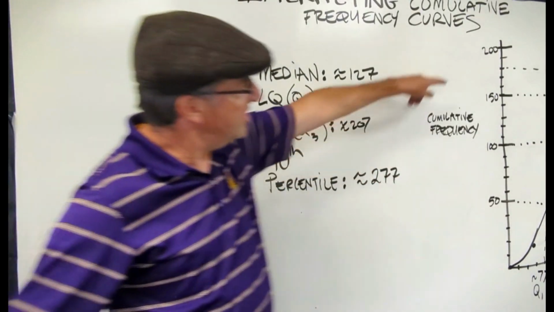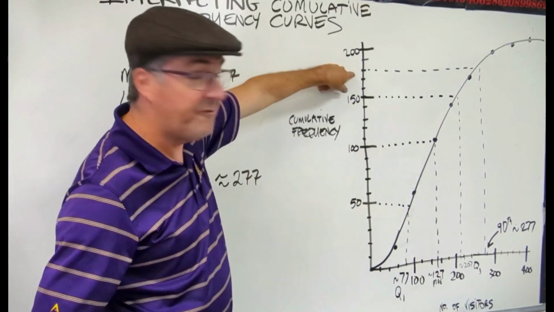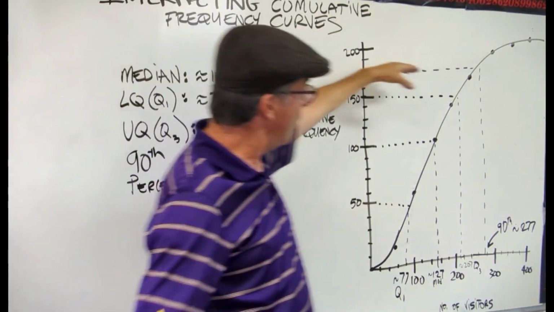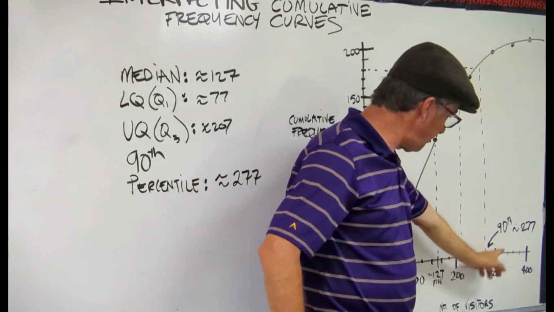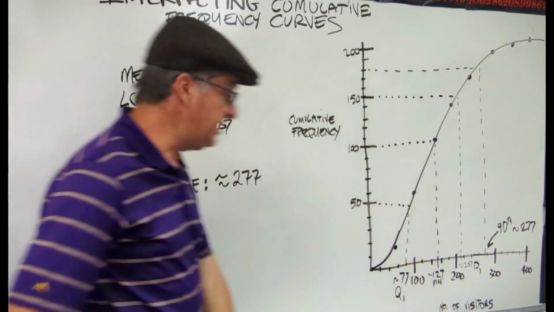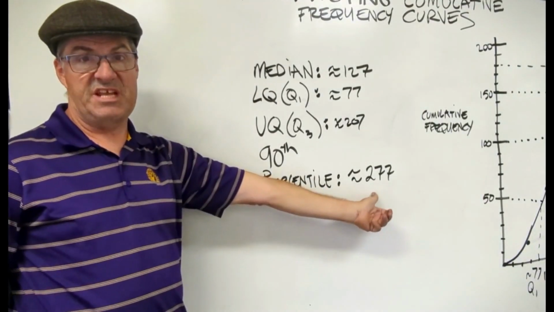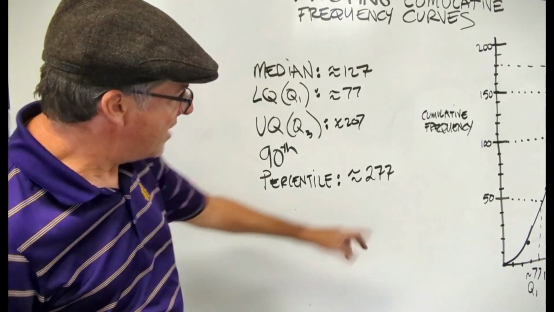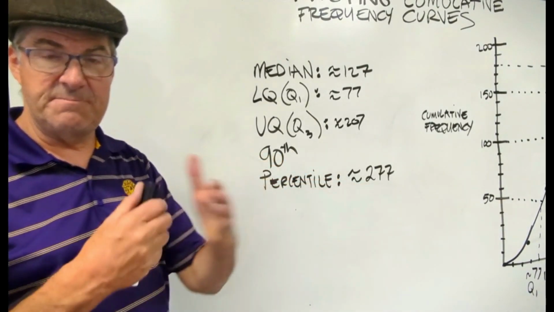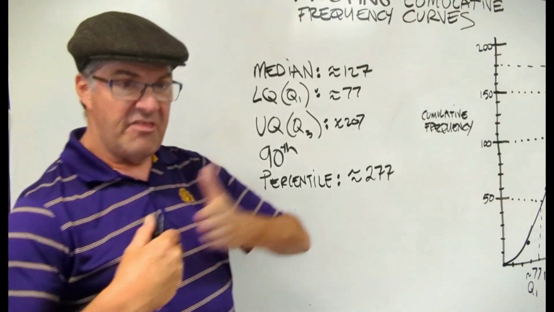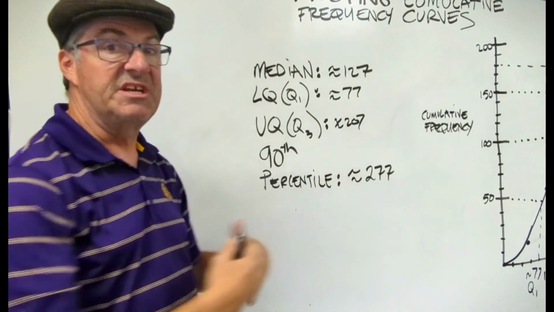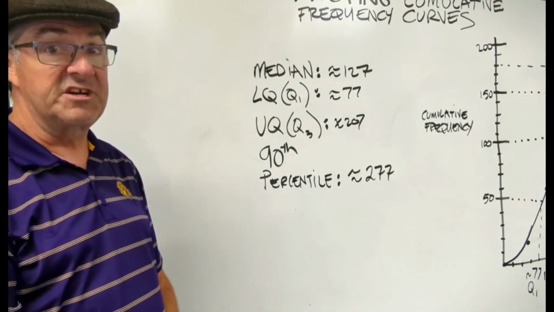All right, so I traced that off on my graph here. I'm going from the 180, which is 90% of 200, go horizontally across and then down, and I get approximately 277. So that's our 90th percentile. So what that means is that 277 visitors per day, when you get up to that mark, you've encompassed 90% of all of your data.